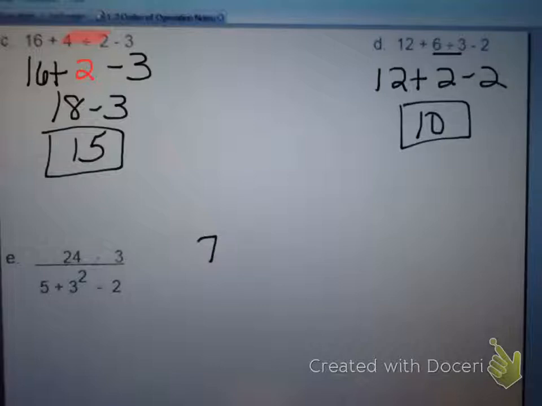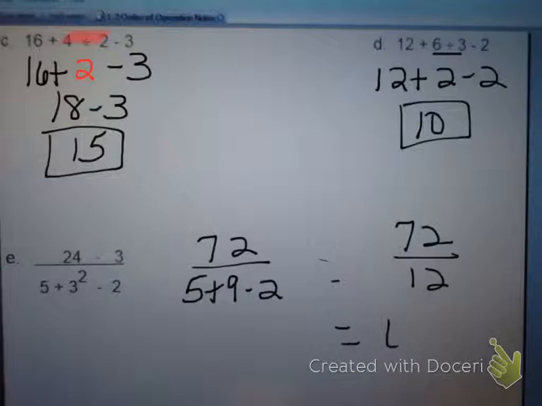Okay, example E, we think of a fraction line. The numerator in the fraction line is your grouping symbol, and the denominator is a grouping symbol. So we're going to multiply 24 times 3 first, then do the denominator and divide and get 6.